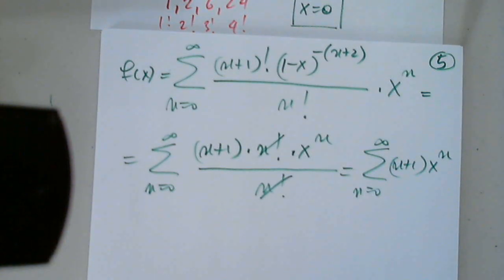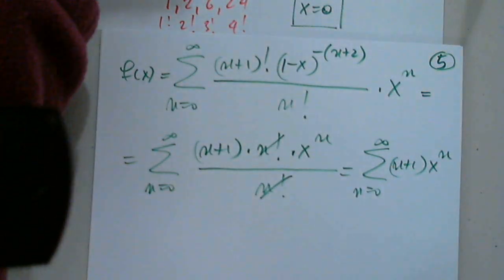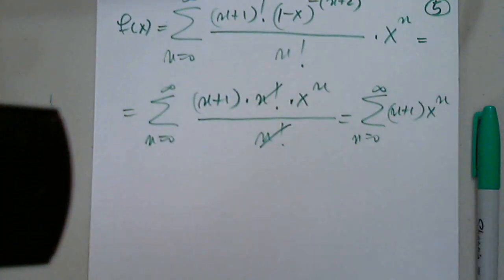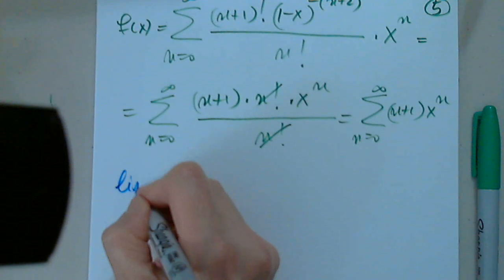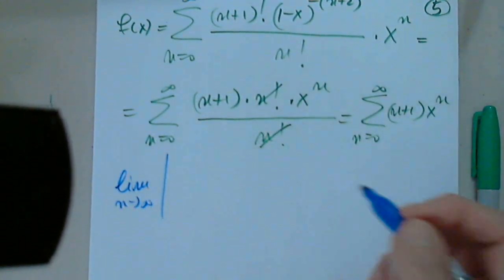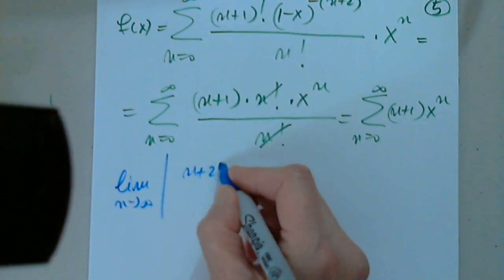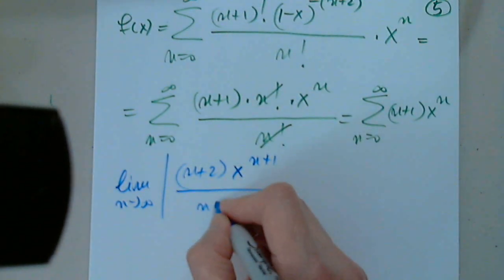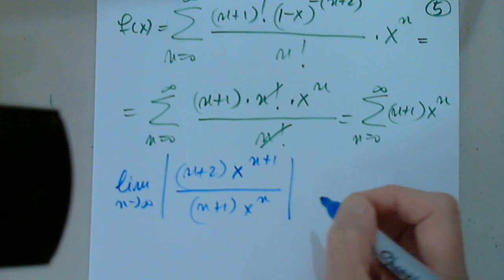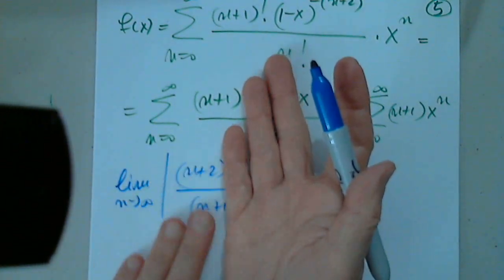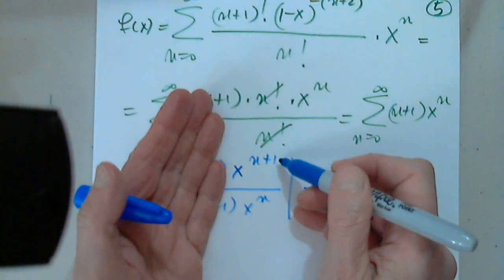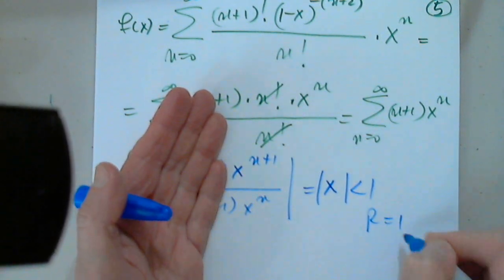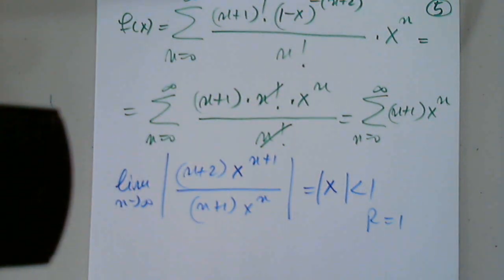Okay. So now all we need to do is find the radius of convergence. Again, with the ratio test. So we have (n plus 2) x to the n plus 1 over (n plus 1) x to the n. This limit will go to 1. x to the n plus 1 over x to the n is x, and we need absolute value of x less than 1. So the radius of convergence is 1.